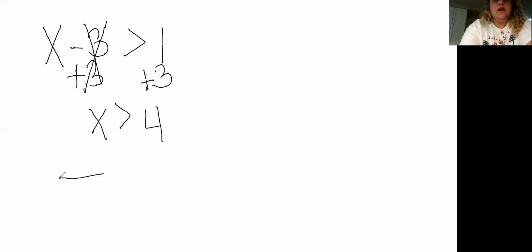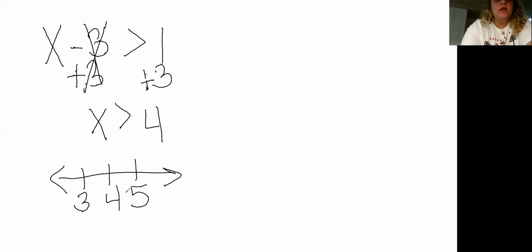So the way you would graph this is you would do a number line. This is not an or equal to, so open circle. And this shows me that it's anything greater than 4. So any number on this number line to the right of 4 would work.